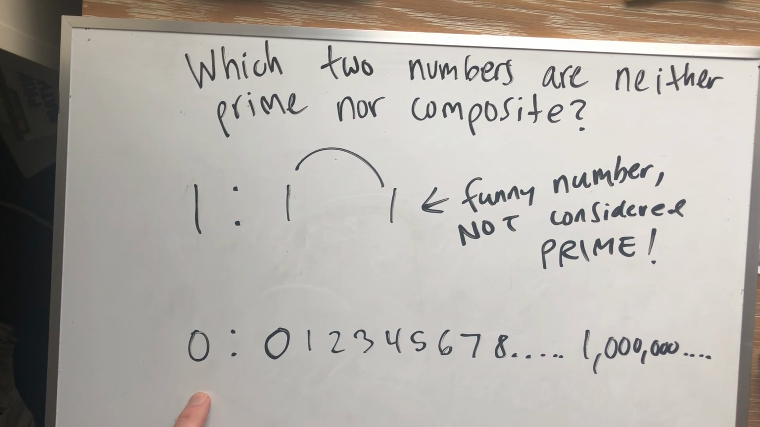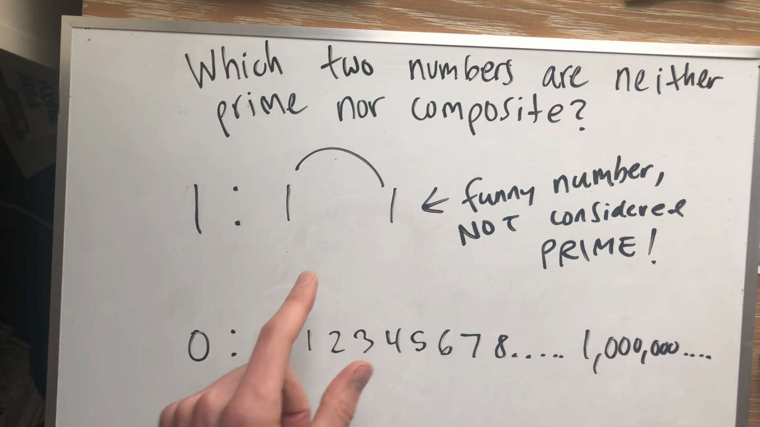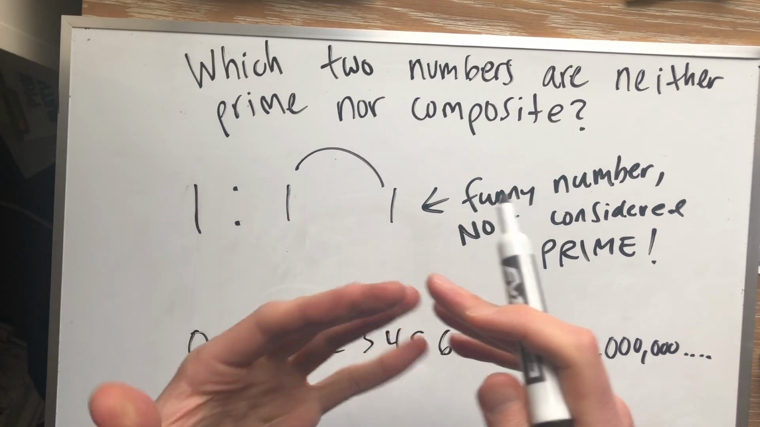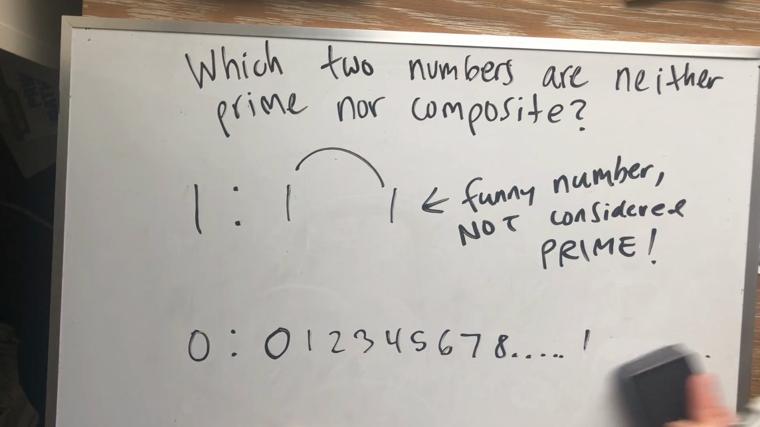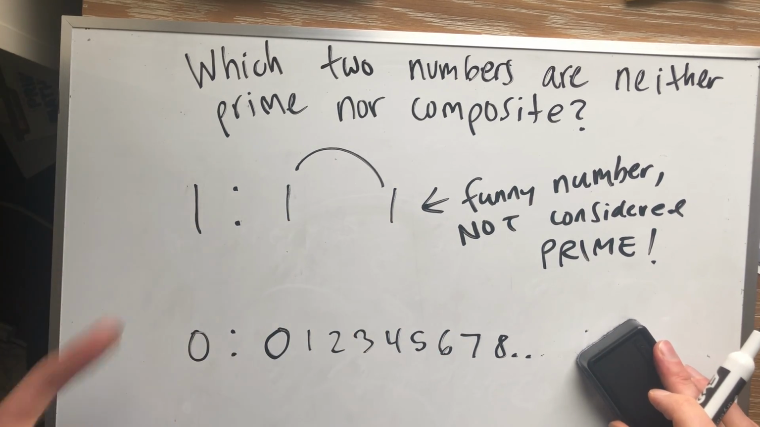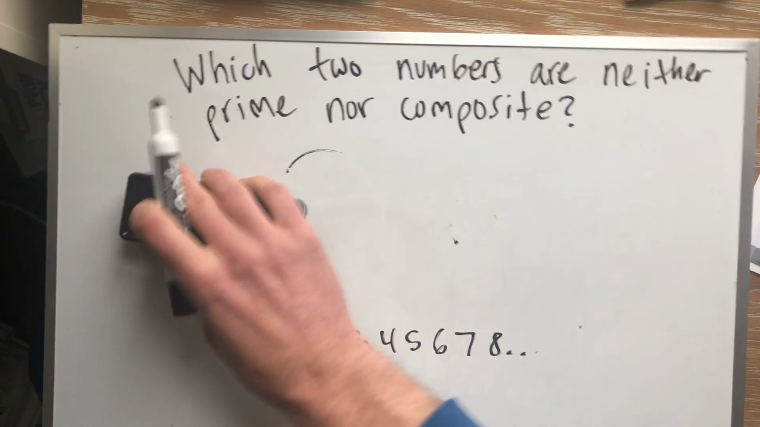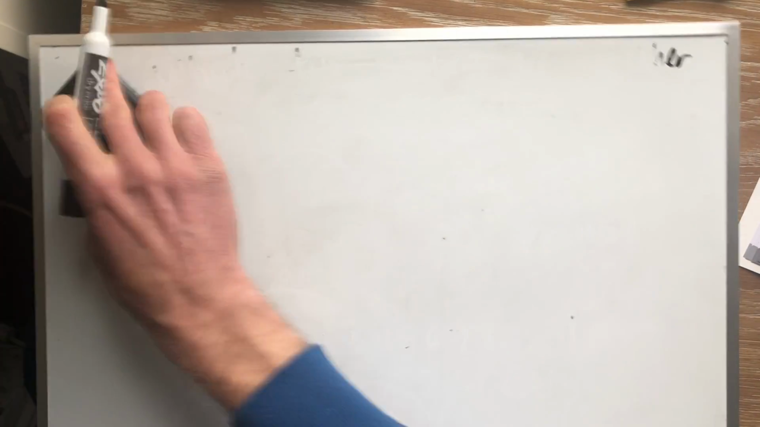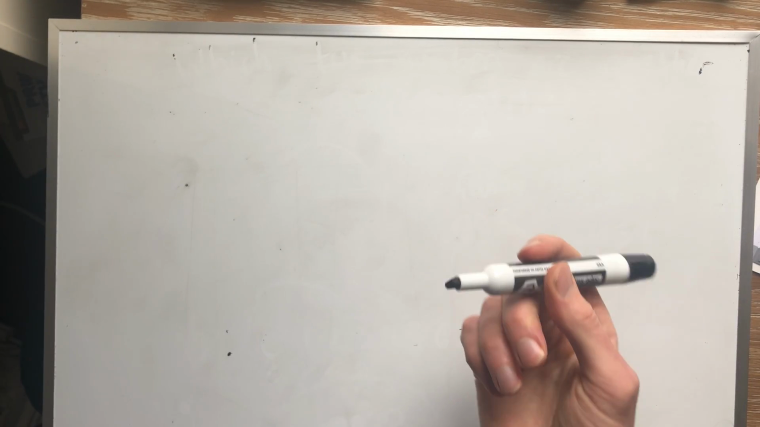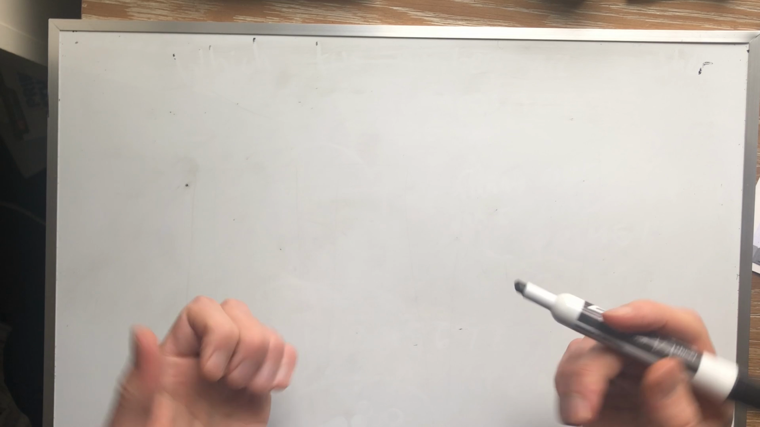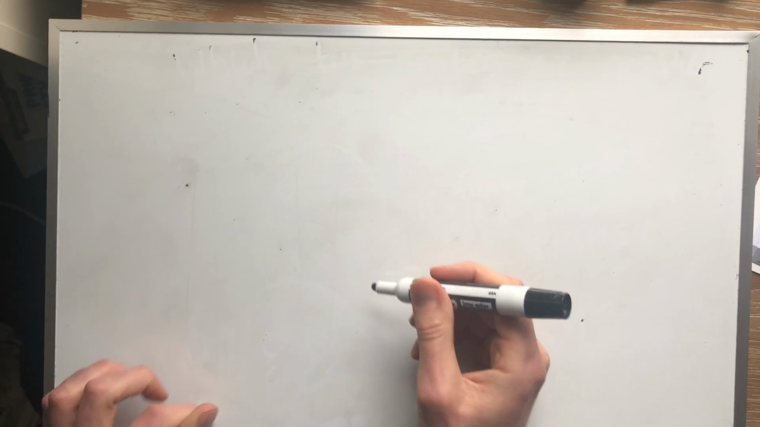So 0 is also not considered prime or composite because there are more than 2 factors, in fact infinite factors. You can't even count them, so it's also not considered either one. So 0 and 1 are these kind of weird numbers. They're not prime or composite, but all other numbers are. So if you want to see, is this number prime or composite? Let's think of a number. We know it's got to be odd if it's going to be prime. Let's try to find a prime number. Let's say 15.